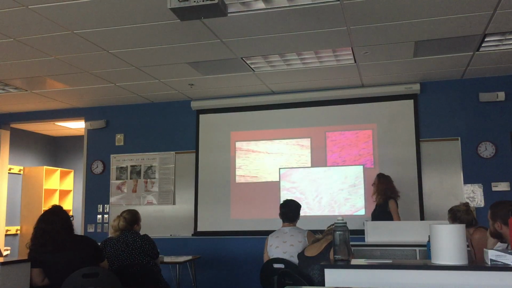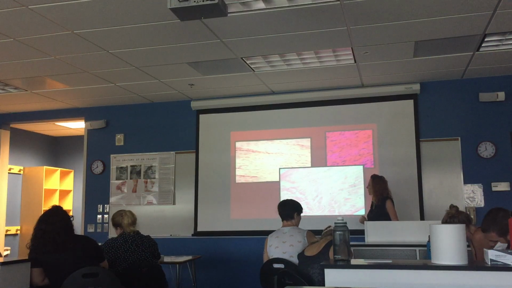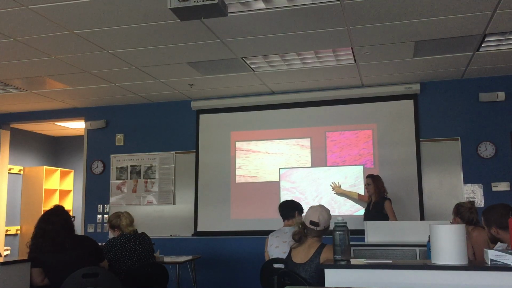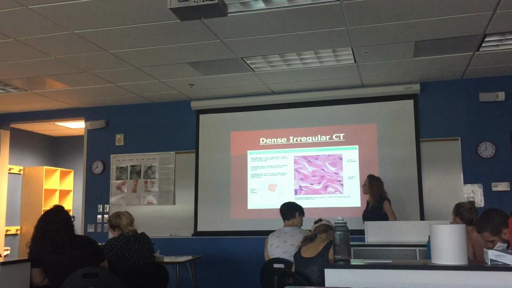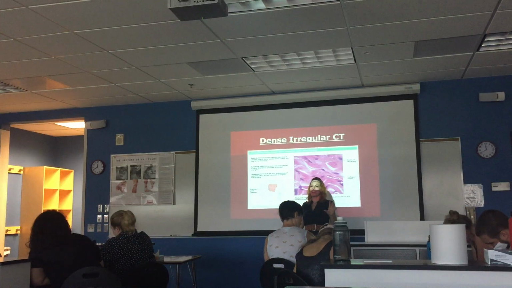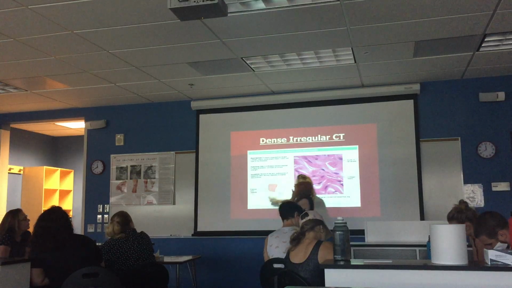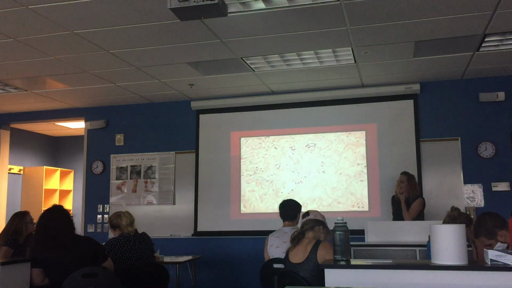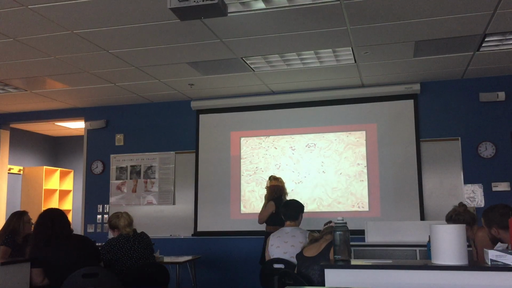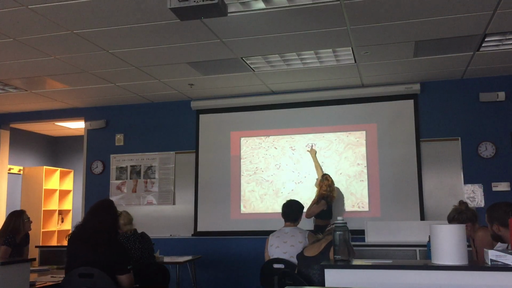Dense regular means parallel, wavy connective tissue. This one's going to be sneaky because it looks a little bit like muscle. Dense irregular connective tissue still has the fibers, but the fibers are more irregular, swirly, not as parallel. So this is going to be joint capsules and the dermis of the skin. This is dense irregular connective tissue. There's a little blood vessel over here. Another little blood vessel.